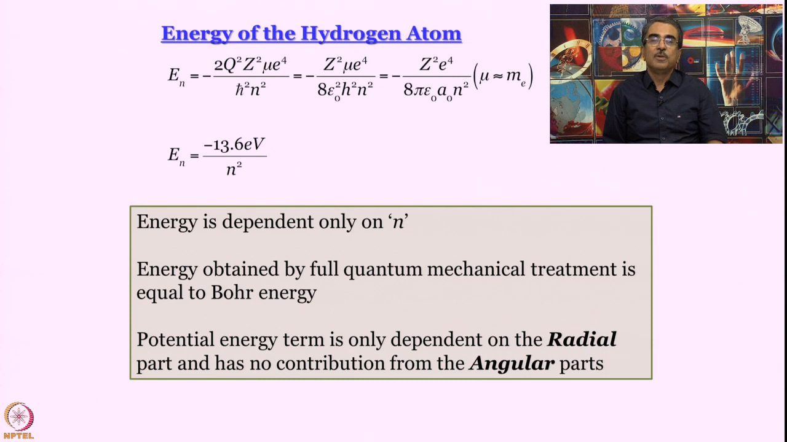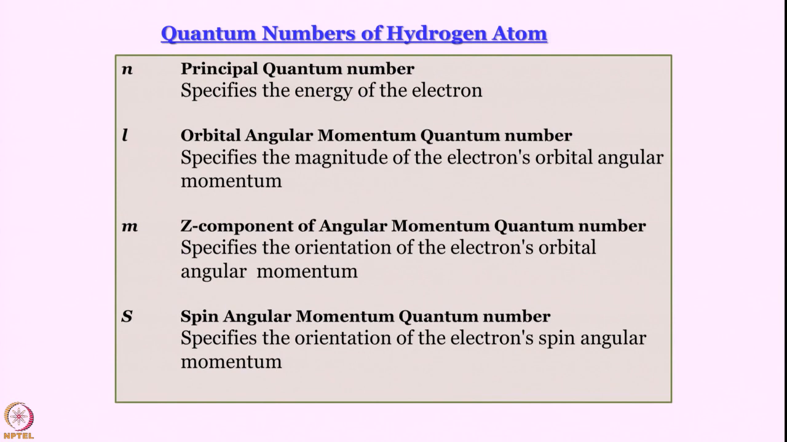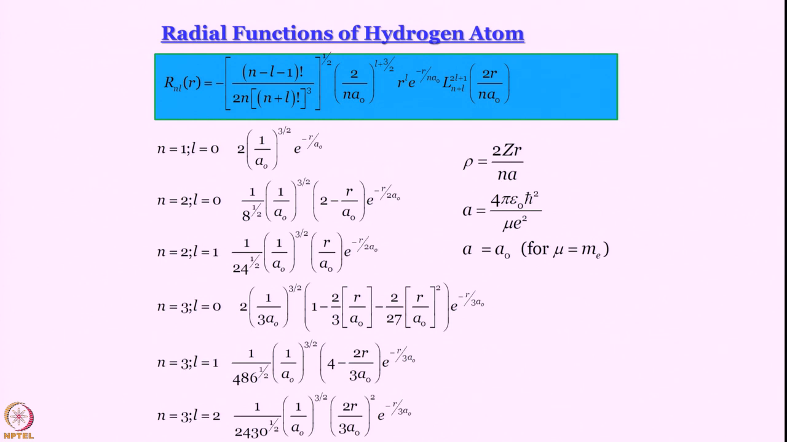So, the energy depends only on the radial part, which is in agreement with Bohr theory. This is a very important take home message. We have got 3 of the 4 quantum numbers that we know. What we have not got is S, the spin angular momentum quantum number, which comes from Dirac's statement, which is very different. We are not going to talk about spin at all in this course, I think. Maybe a little bit when we talk about bonding, maybe not. So, n, l and m are obtained and they make sense when we get them using Schrodinger's treatment of the hydrogen atom problem. Now, that being said, let us have a look at the radial functions.